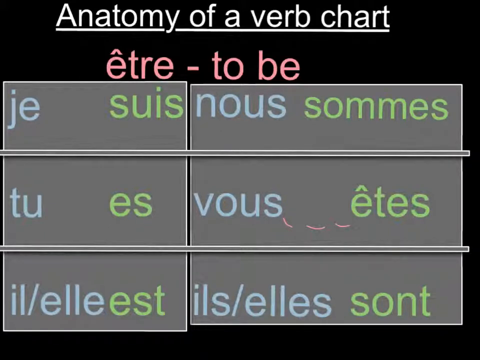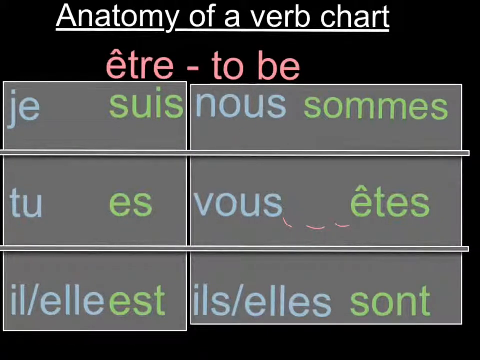I, you, he, she. We're just talking about one person here. So you can call this column the singular column. If you look at the column on the right, we have nous, vous, il, and elle. These subject pronouns and verbs all describe people who are more than one.